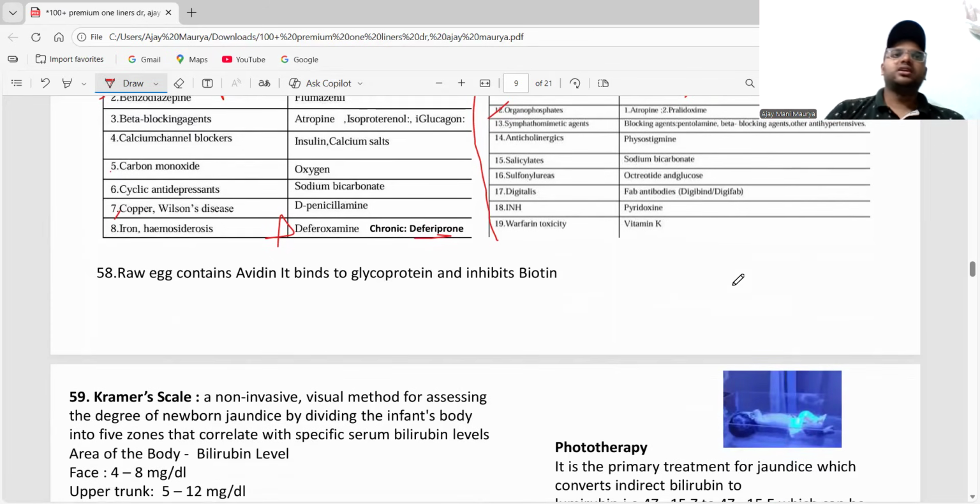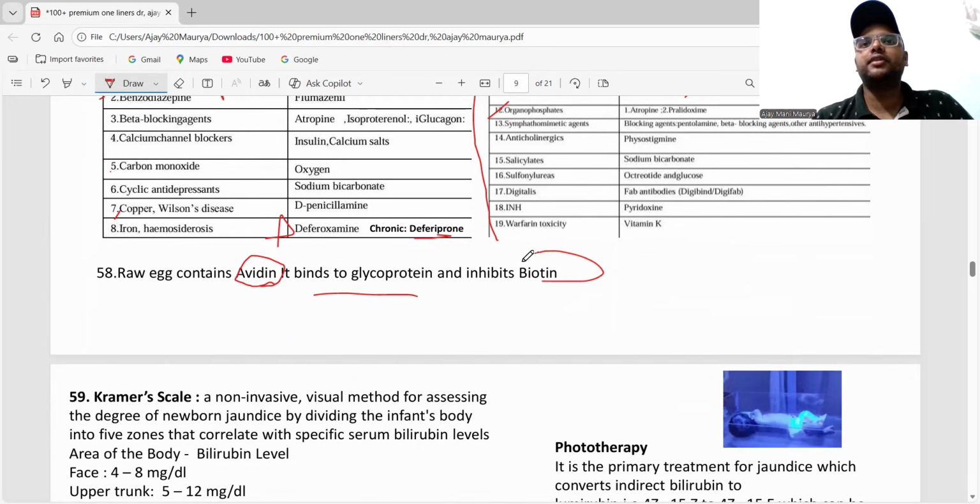Next one, 58. Raw egg contains what? It contains avidin. See the wrestlers, the Great Khali, he is always eating raw egg. That's why he doesn't have hair. See here, avidin binds to biotin and inhibits it, which is helpful for the hair follicles.